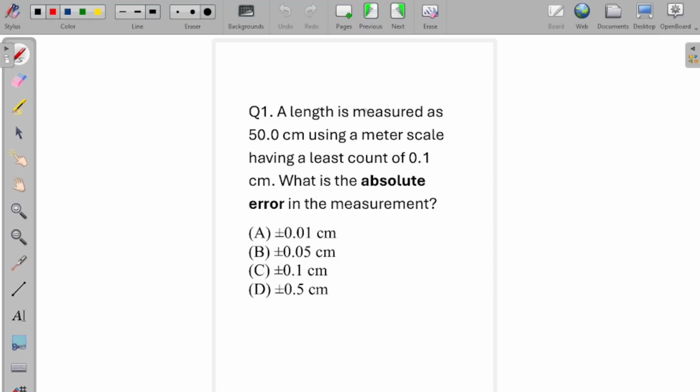The first question is, a length is measured as 50 centimeter using a meter scale having a least count of 0.1 centimeter. What is the absolute error in the measurement? Always keep in mind that whenever a device is given, the least count is same as absolute error. Whenever any device is given, the answer is very simple. Least count would be given in the question and that is same as the absolute error. So 0.1 is the least count and hence our answer is option number C, 0.1 centimeter.